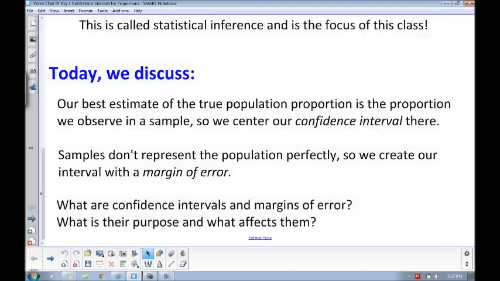So we're going to be looking specifically at what is a confidence interval, what's a margin of error, what is their purpose, and what affects them. And you're going to see that today, along with quite a bit of what we do in statistics, it comes down to very similar sounding words, and the questions sound very similar, but they ask very different things. We're going to have to pay very close attention to some of the stuff we're going over today.